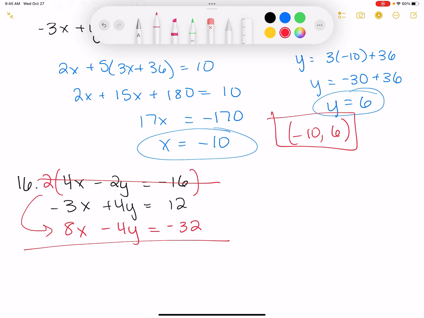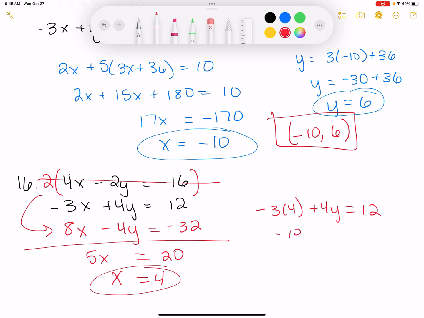So my y's cancel, so I'm left with 5x is equal to 20. So then x is equal to 4. Then I can plug this in again to any equation that I want. I'm going to use this bottom one, the negative 3x. So negative 3 times 4 plus 4y is equal to 12. Negative 12 plus 4y is equal to 12. 4y is equal to 24, so y is equal to 6.